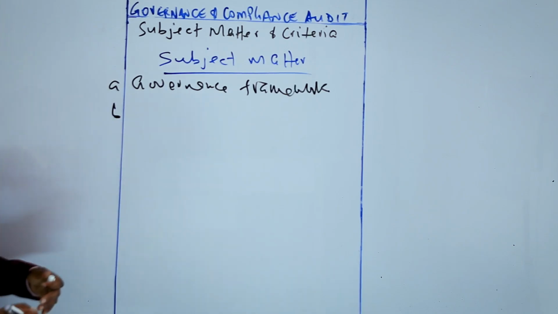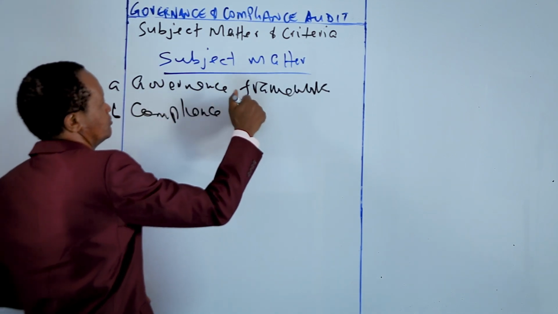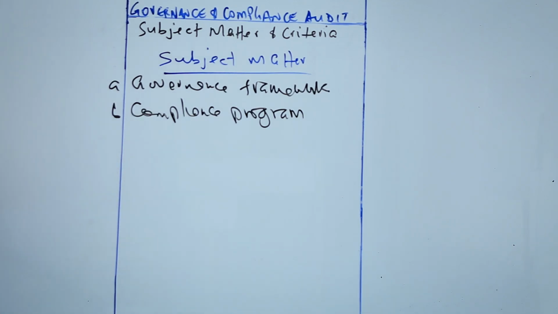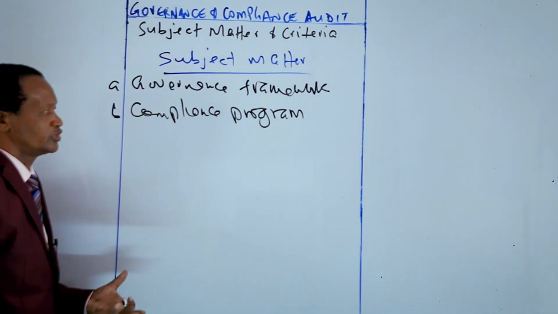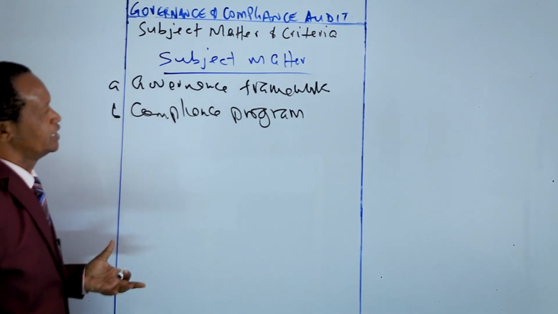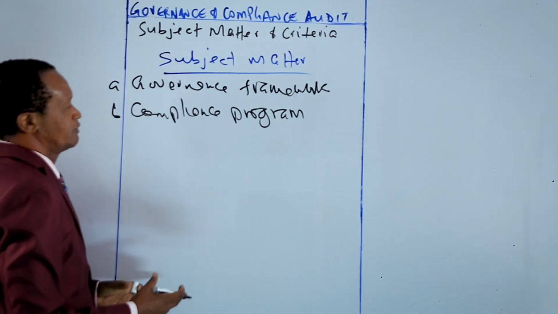The second example is the compliance program. That's another example of a subject matter. This is a specific compliance program, such as the company's data privacy program, anti-money laundering program, or anti-bribery program. It could be any program that the organization is required to comply with. So the auditors may come in to examine if the company is complying with such regulations and laws. That could be the subject matter.